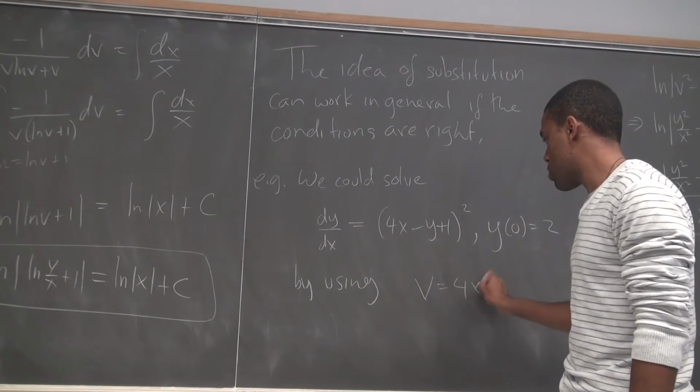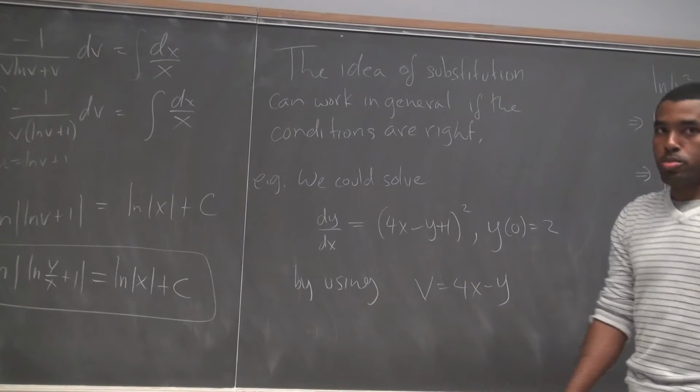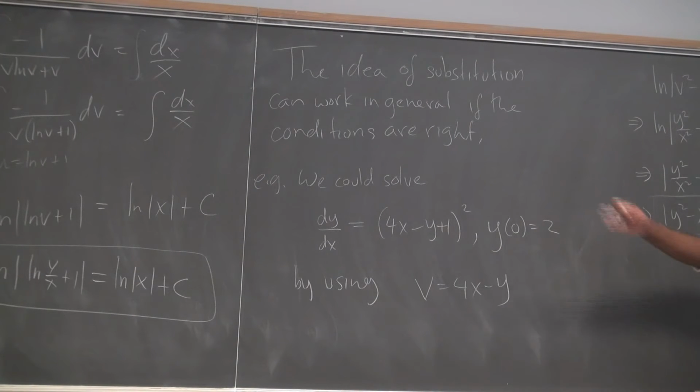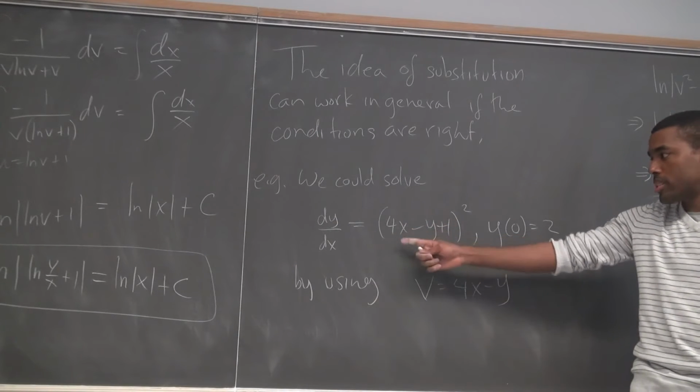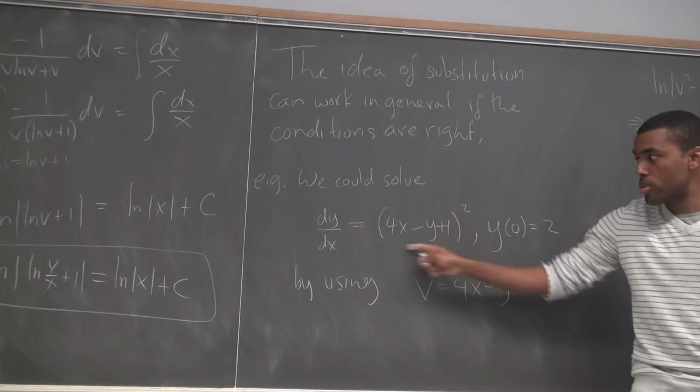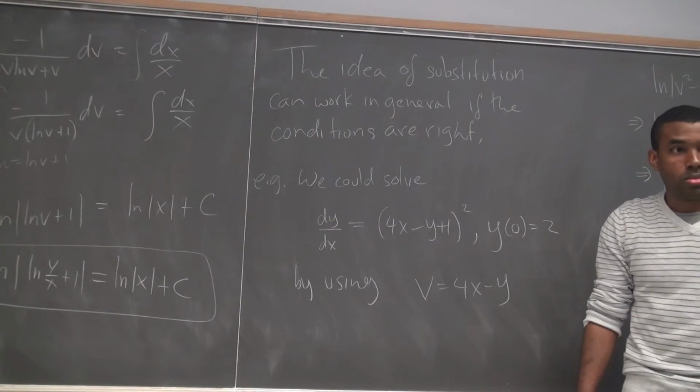Turns out v equals 4x minus y can help you solve this stuff. And then you figure out, okay, if that's the case, what does dy look like? And you replace this, and then you replace this whole thing with v. Wait, how do you know though? Like, what did you get?